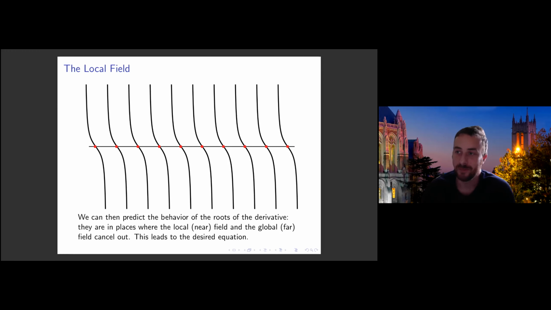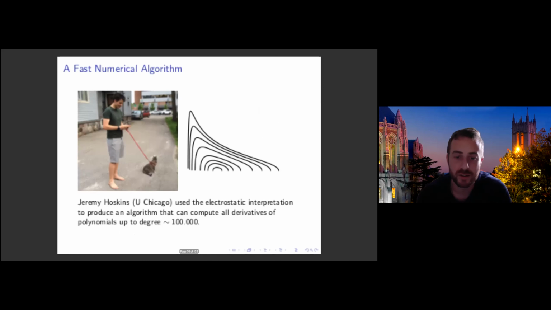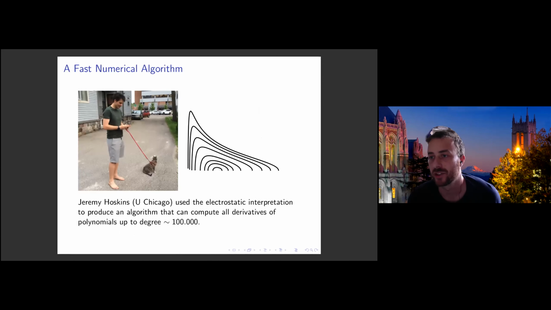Okay. So a year ago, I got curious about seeing solutions of the equation. So I teamed up with Jeremy Hoskins, who implemented a fast multipole method to differentiate polynomials of degree 100,000. And here's a picture of him walking a cat on a leash. It's more fun than what you see on his professional homepage. I have permission to use this photo. All the pictures you saw in the beginning of the slides were done by his program, which I think he will send you if you send him a nice email.